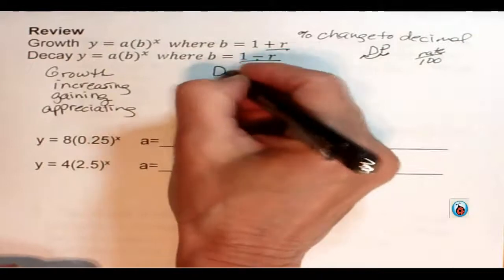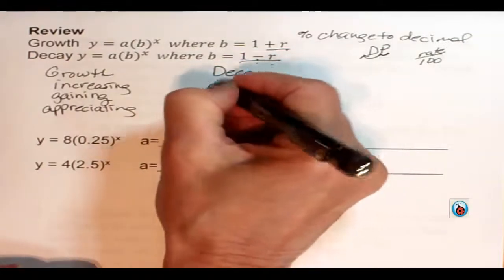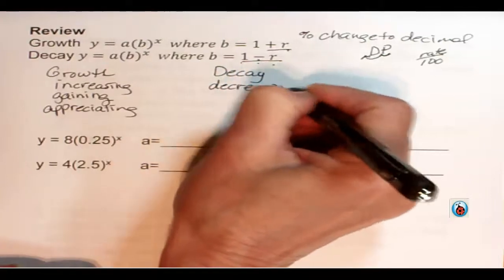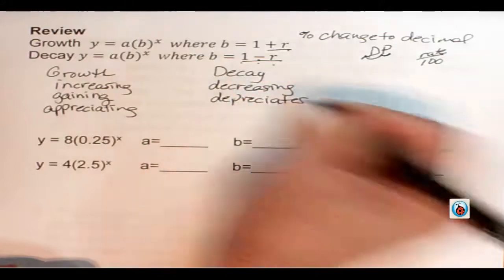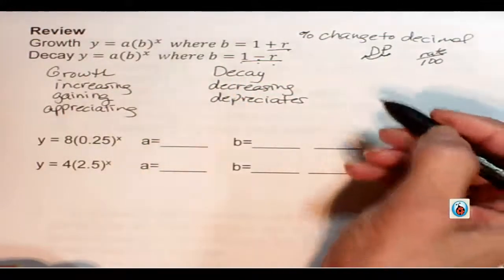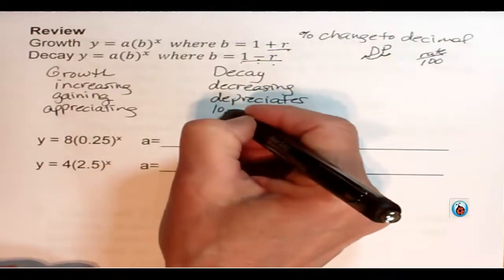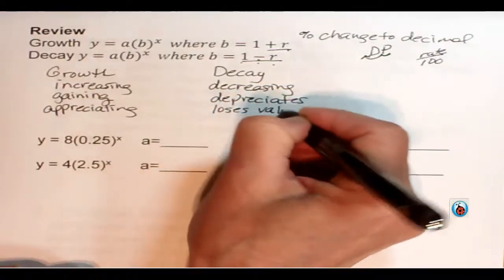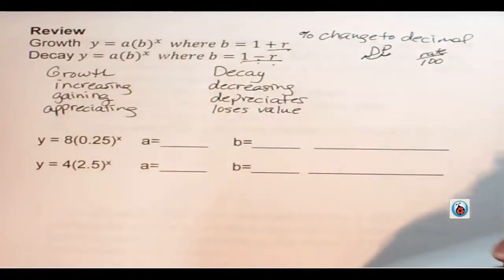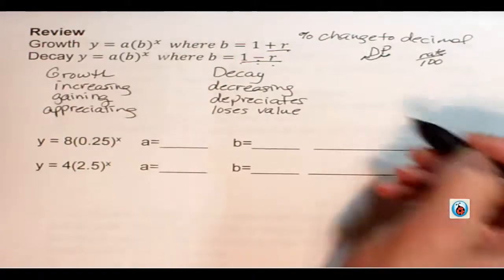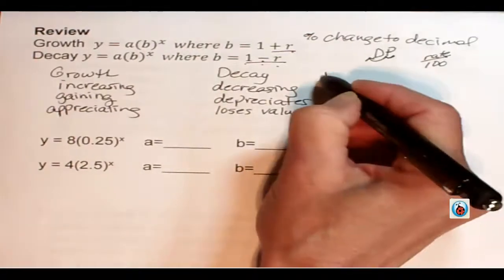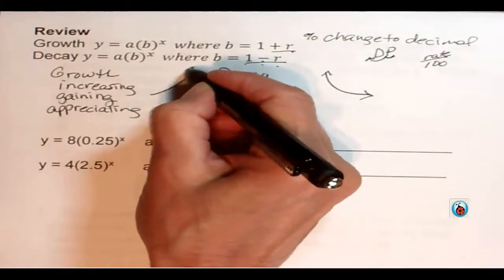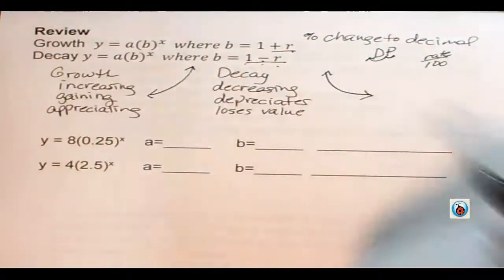Okay, a decay, you might have words such as decreasing, depreciates, or depreciating. That's when it loses value. Anything that means that you're losing something. Okay, so what happens is it comes down like this. That's a decay. Growth goes up like this. So it's increasing rapidly. This one decreases rapidly.